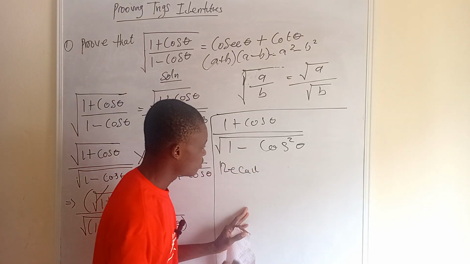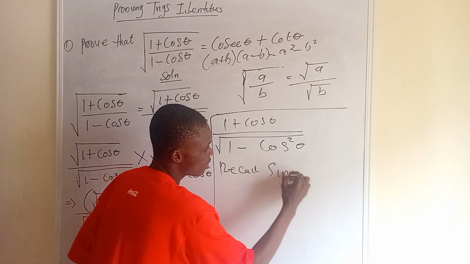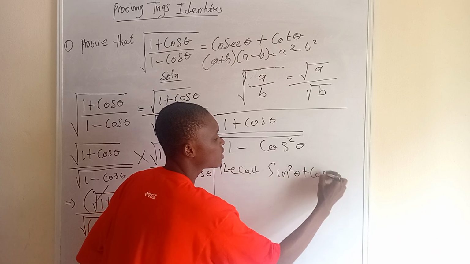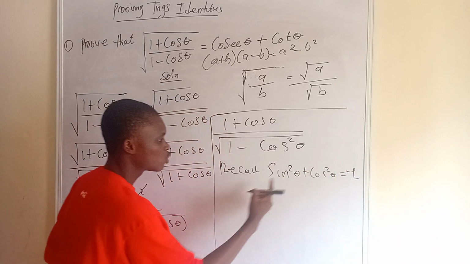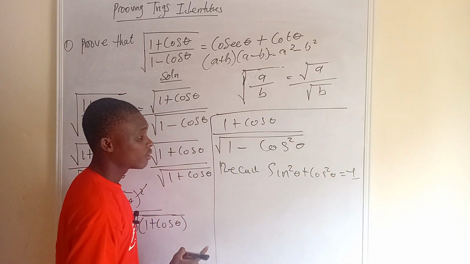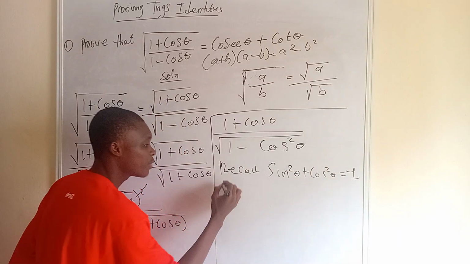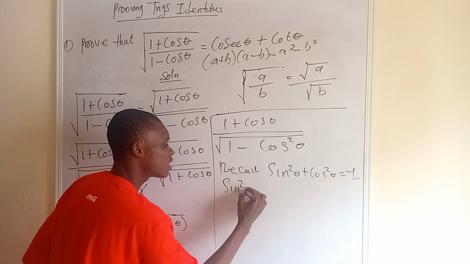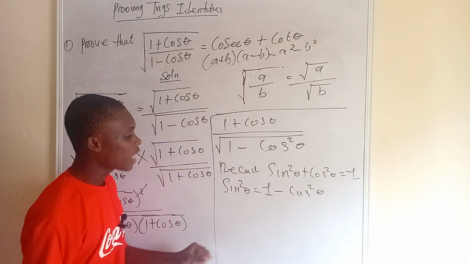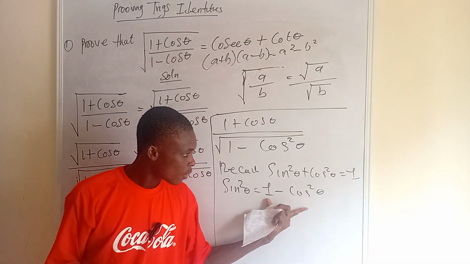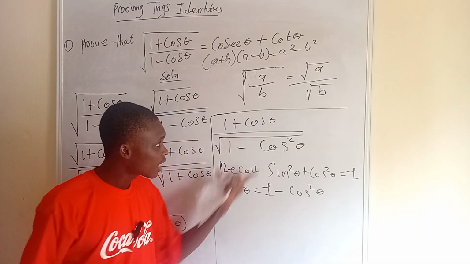And recall this trig identity property. We say that sin square theta plus cos square theta is 1. So from here we can take the cos square theta across the other way. So we can see that sin square theta equals 1 minus cos square theta. Now we are going to substitute. Wherever we see 1 minus cos square theta, we put sin square theta here.